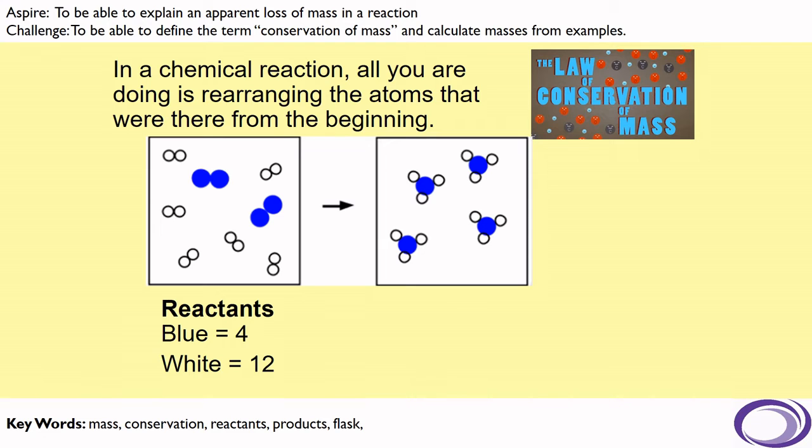I've got 4 blue atoms and 12 white atoms in my reactants. And in my product, I've got 4 blue atoms and 12 white atoms. The mass stays the same.